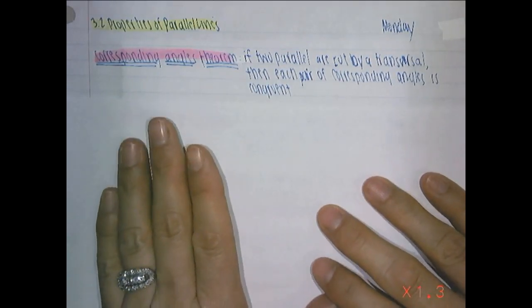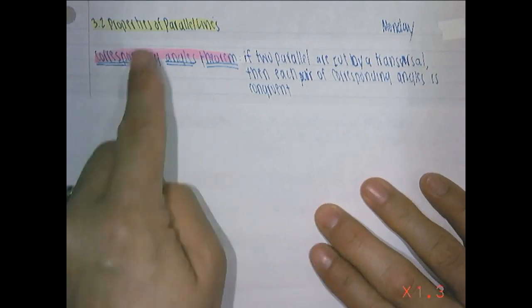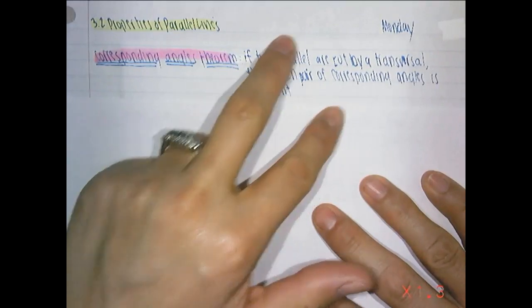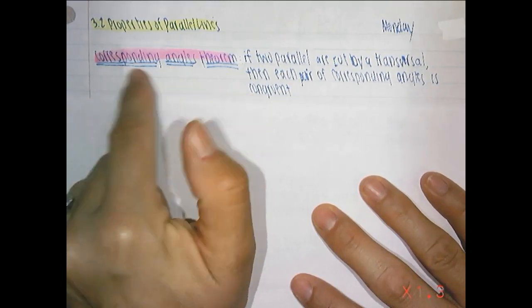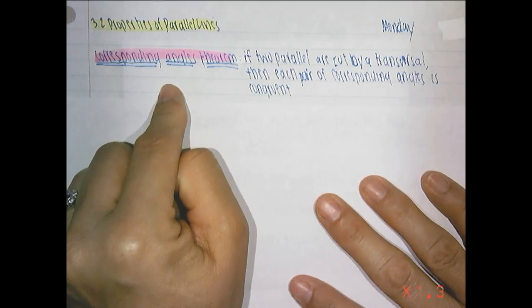Hey guys, all right, 3.2. And what we're going to do is talk about the properties of parallel lines. In the last video, we talked about two lines cut by a transversal, but we never said anything about them being parallel. This time, we are going to say that they're parallel and what special properties exist because of that.